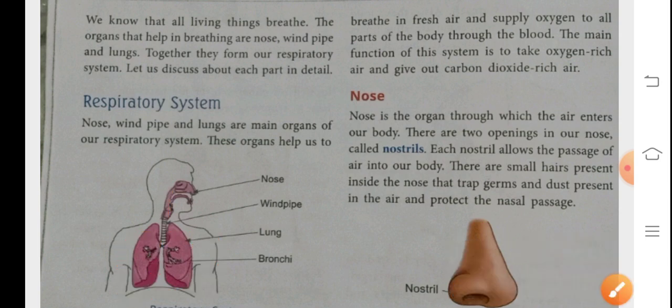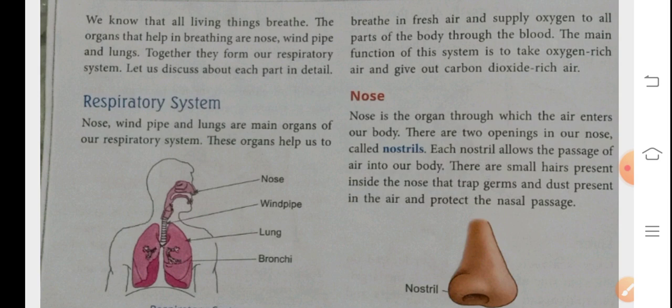Now, the main function of the system is to take in oxygen-rich air and give out carbon dioxide-rich air. What happens in the respiratory system is that when we breathe in, the air has more oxygen, so it is oxygen-rich air, and when we breathe out, the air has more carbon dioxide.